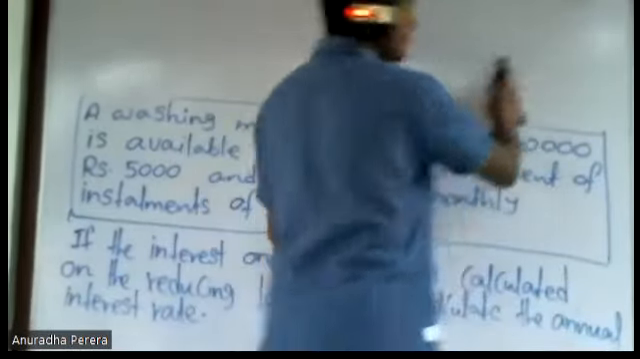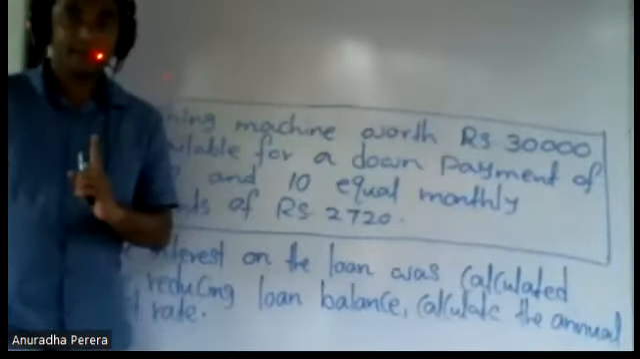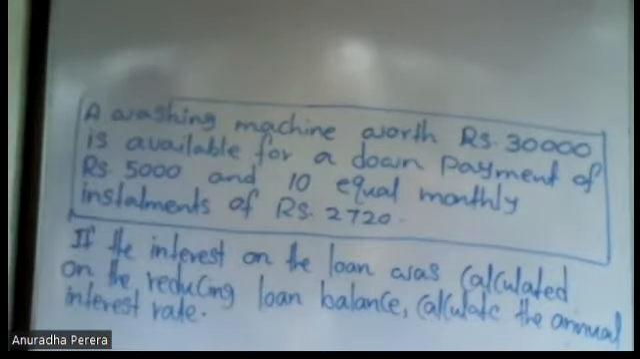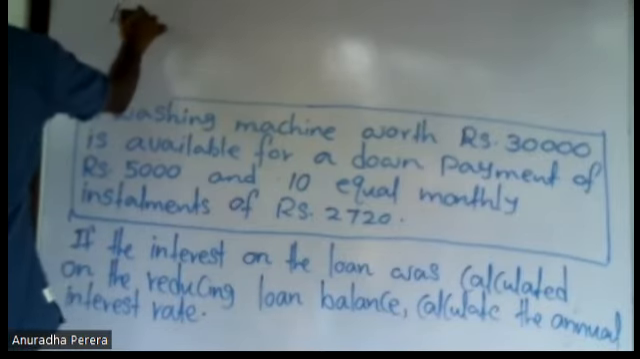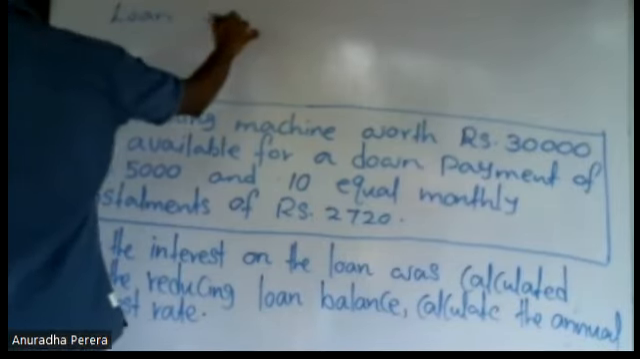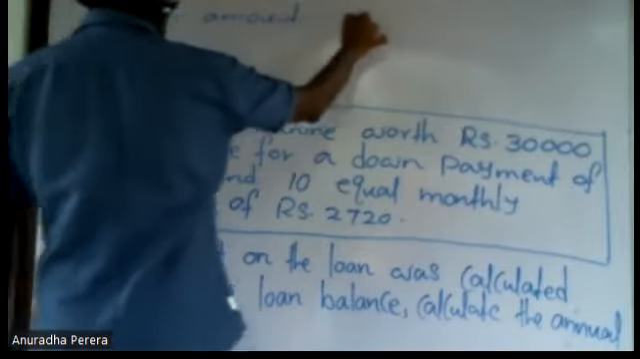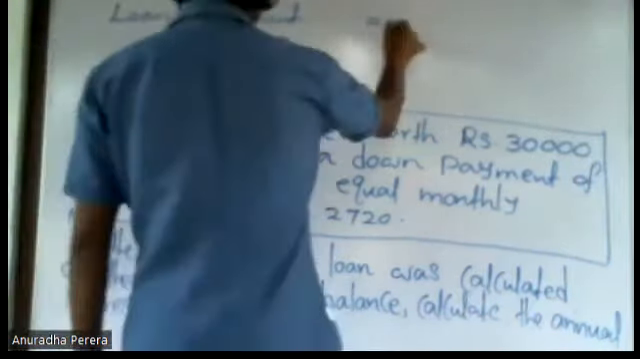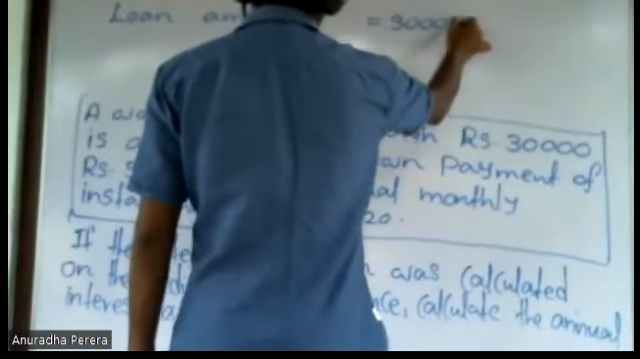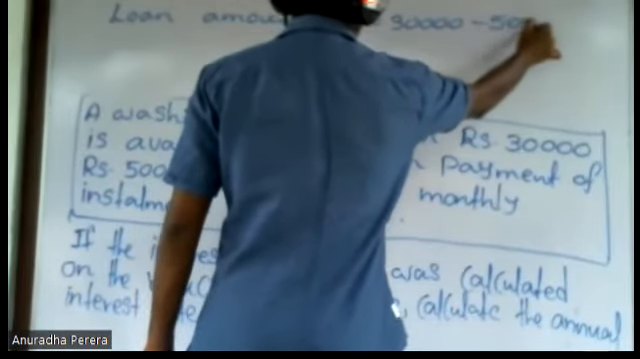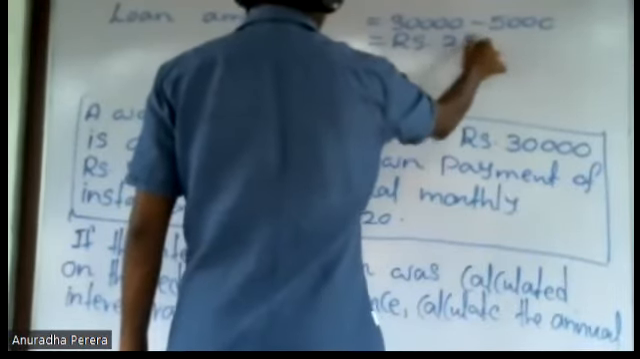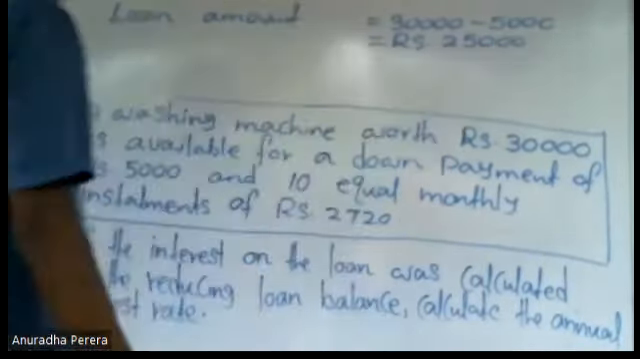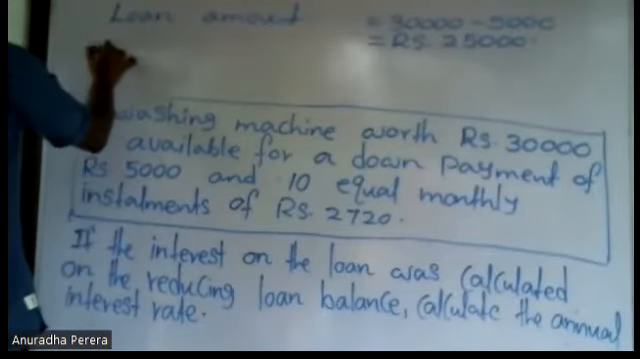In this case, we need the annual interest rate. A washing machine worth 30,000. First of all, find the loan amount. Find it like the previous one. Subtract 5,000, which is 25,000 rupees. Right? And then the monthly loan amount.